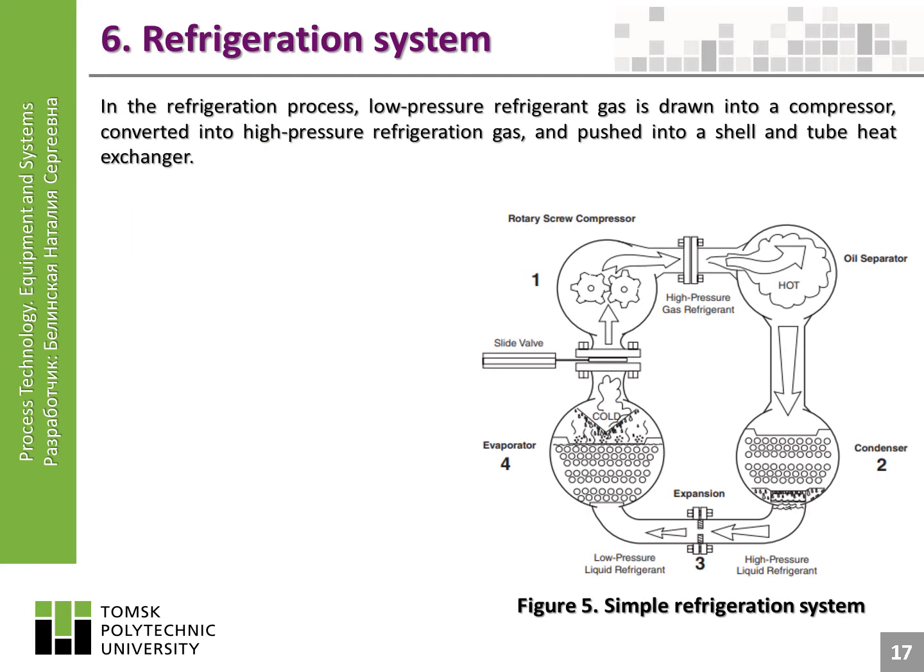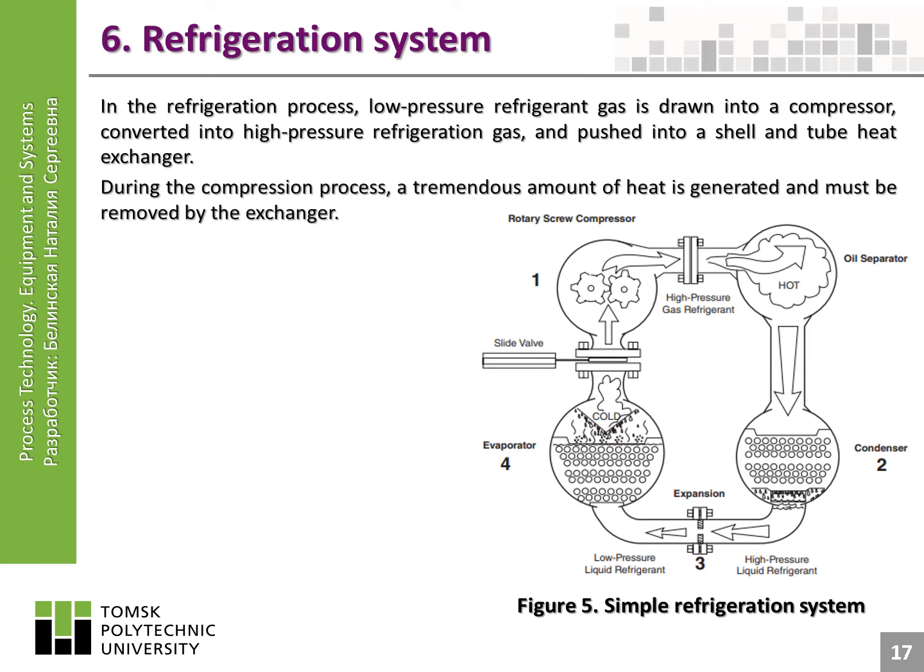In the refrigeration process, low-pressure refrigerant gas is drawn into a compressor, converted into high-pressure refrigeration gas, and pushed into a shell and tube heat exchanger. During the compression process, a tremendous amount of heat is generated and must be removed by the exchanger. During the cooling process, the gas condenses into liquid phase and is collected in a receiver.